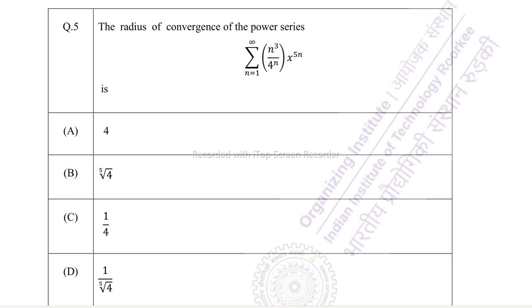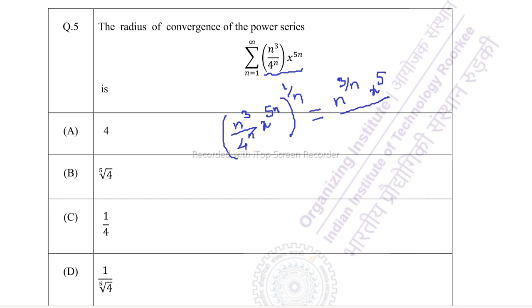The radius of convergence of the power series. We have to take all the terms a_n and then take the power 1 by n. So n^3 by 4^n into x^(5n), to the power 1 by n. This is equal to n^(3/n) and then x^5 by 4, since the power n by n cancels. Now as n goes to infinity, this n^(1/n) converges, therefore we get x^5 by 4.